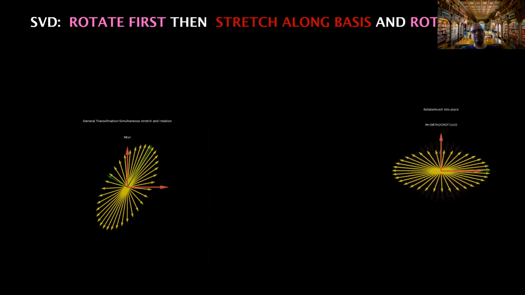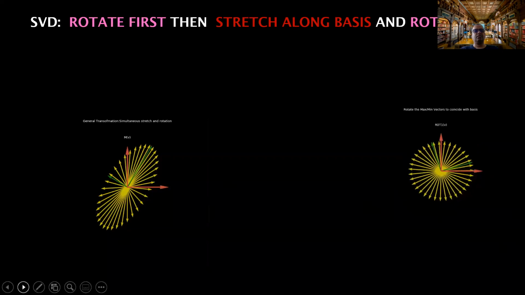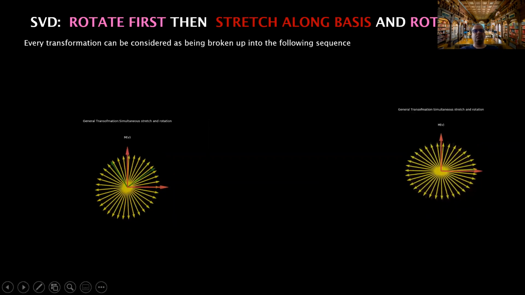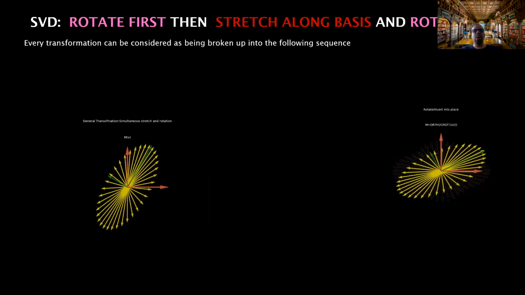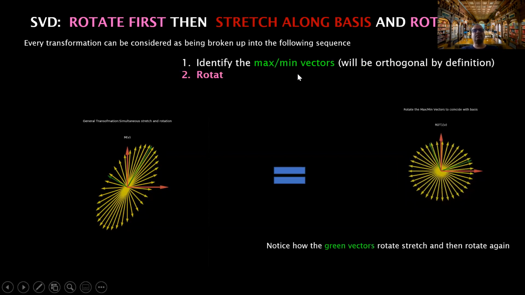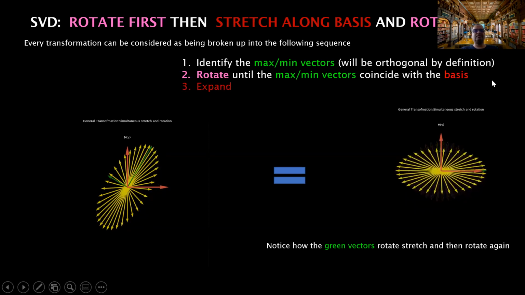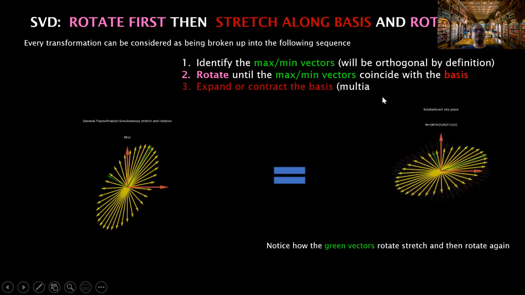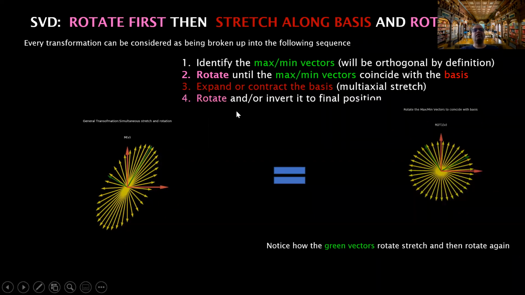Stretch it, rotate it. That's the overall. So watch these two. See? These two things are the same. So the way it works is identify the min-max vectors, rotate until the min-max vectors coincide with the basis, expand or contract the basis, and then rotate to the final position.